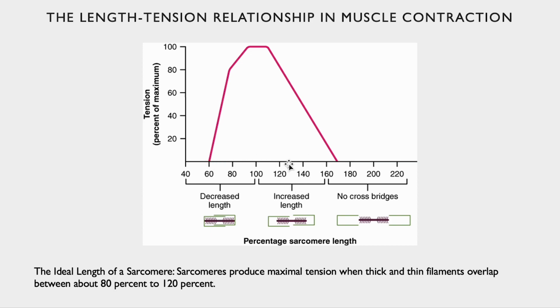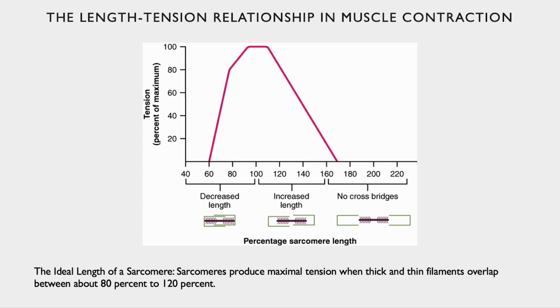Something similar happens if the sarcomeres are very, very stretched beyond the ideal length. There is a reduced overlap, so it's very difficult to develop tension. There may even be a moment when actin and myosin never encounter each other, never interact, so it's impossible to develop any kind of tension.